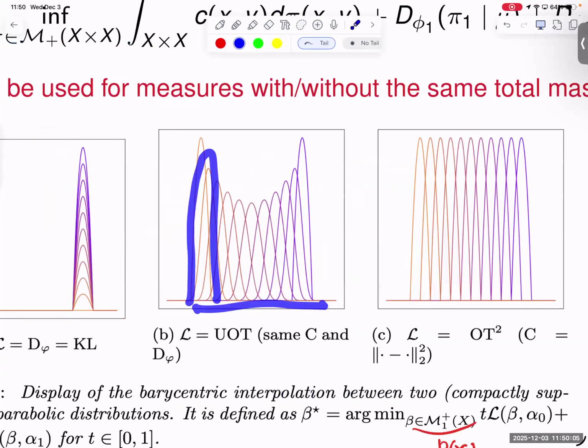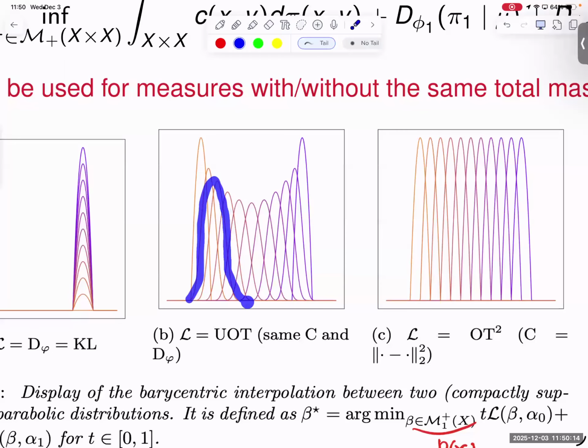So this is your mu, this is nu. The things in the middle for different t look like this for t close to 0, and then if you increase t, it moves like this, and this, and then finally this. So that's the feature of this unbalanced optimal transport. It is different from the usual optimal transport.